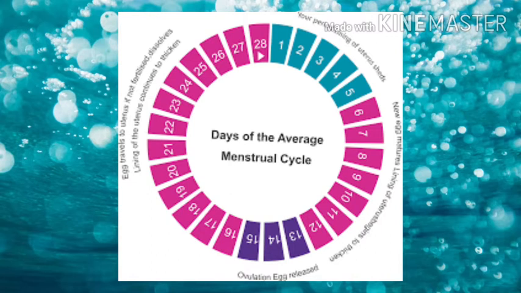The menstrual cycle is a natural process controlled by four hormones. Those four hormones are follicle stimulating hormone, that is FSH, next luteinizing hormone, that is LH, and estrogen and progesterone.